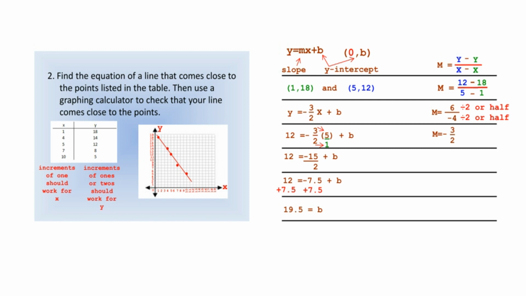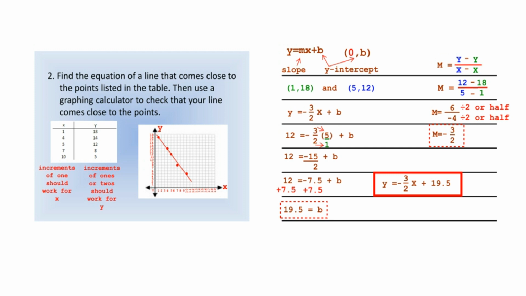19.5 equals b. 12 plus 7.5 gives us 19.5, and negative 7.5 plus 7.5 cancels out, giving us the b value. So we have the y-intercept value, 19.5, and our slope, negative 3/2. So we have our full equation values, or to fill in the equation spaces, in this case the m value and the b value. So y equals negative 3/2 x plus 19.5. This is our solution. Essentially, this is the equation that we were looking for.